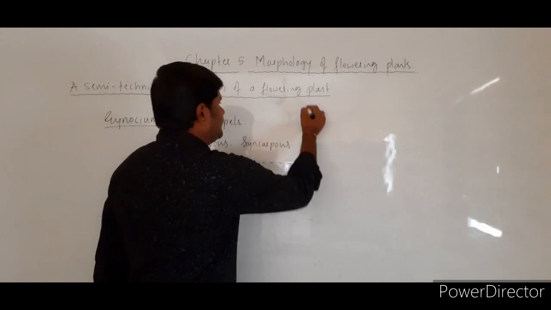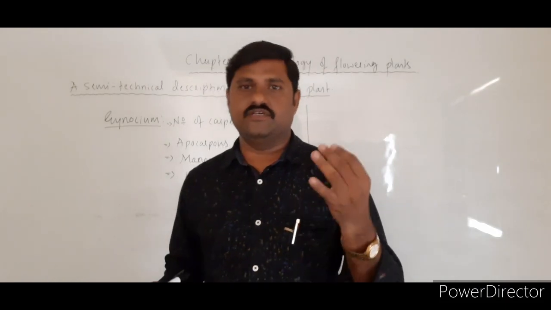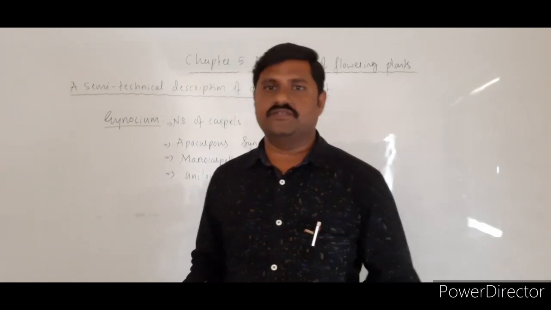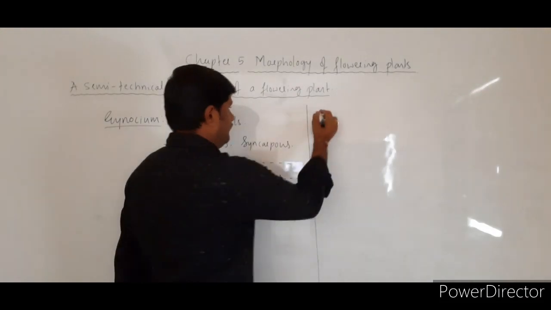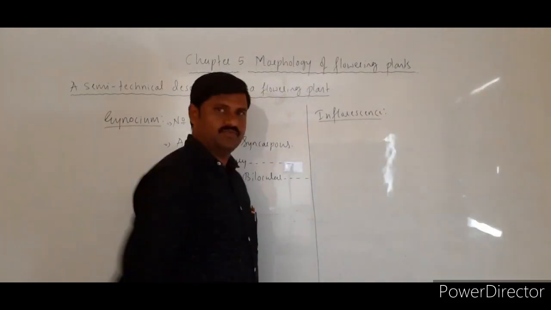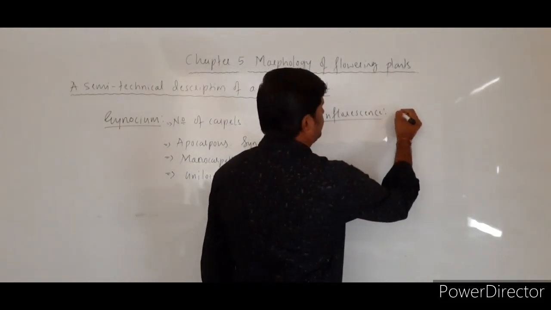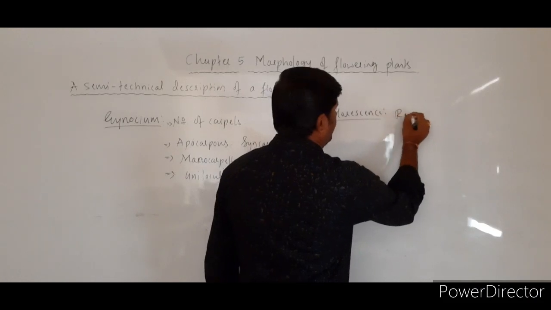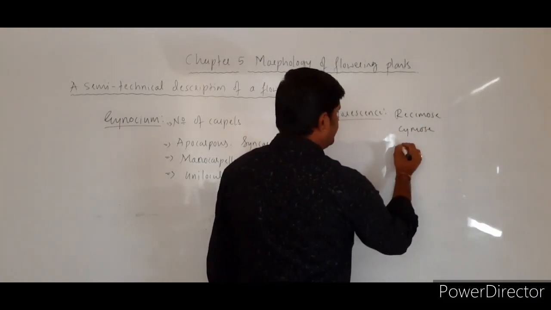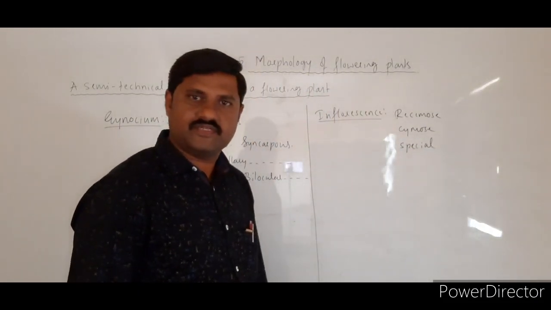After this, as I had listed, the habit of the plant, the root system, the shoot system, that is the stem, the leaves, and after the leaf, the floral parts. The next one, I had forgotten, is inflorescence. This is also more important. What kind of inflorescence is there in that particular flowering plant? Let us mention that. It may be racemose, cymose, or sometimes a special type of inflorescence may be present here.